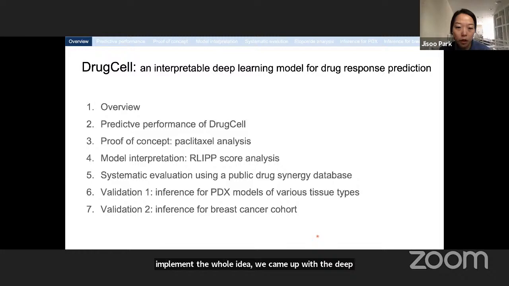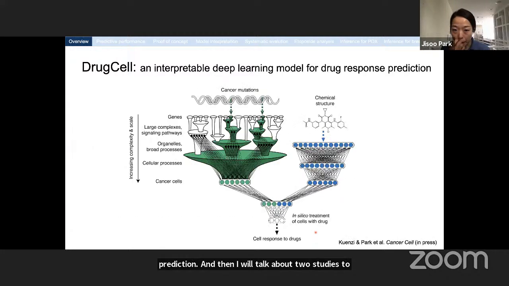We call this framework DrugCell, and I will introduce it in the following order. I will first present the overview of the DrugCell framework and show you the predictive power of DrugCell. Then I will present our proof of concept analysis using paclitaxel and how we interpreted the model's prediction. And then I will talk about two studies that validate our findings via DrugCell.